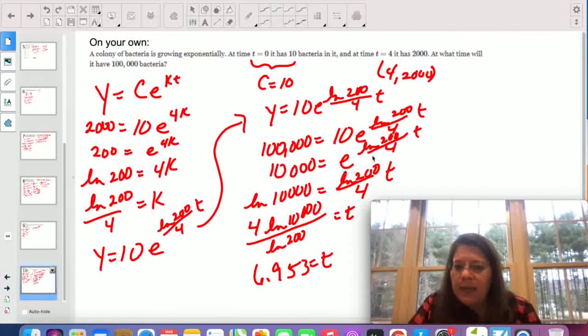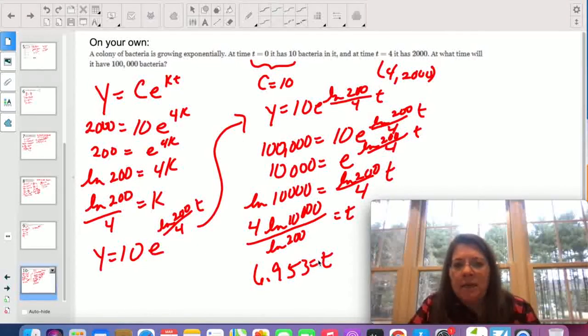I still got the e to the natural log of 200 over 4 times t. To get rid of the e, I put a natural log in front of both sides. So now I have natural log of 200 over 4 t equals natural log of 10,000. I divide by natural log of 200 over 4. So that means I have 4 times natural log of 10,000 over natural log of 200 equals t. And then when I put that in my calculator, I got 6.953.